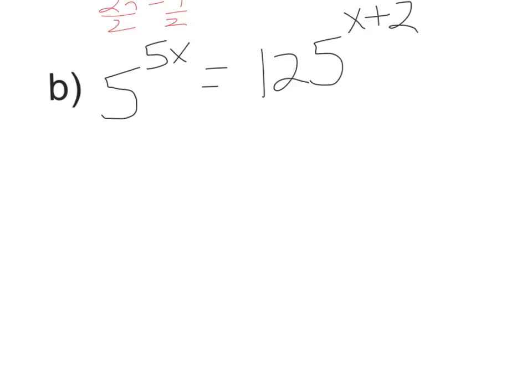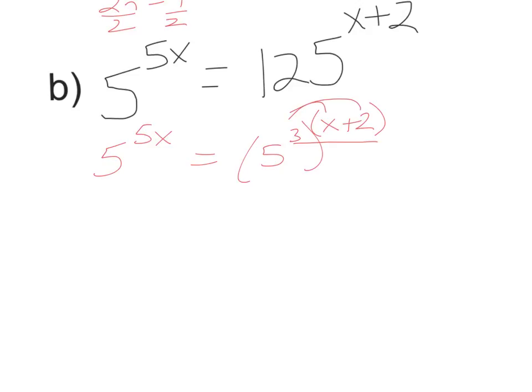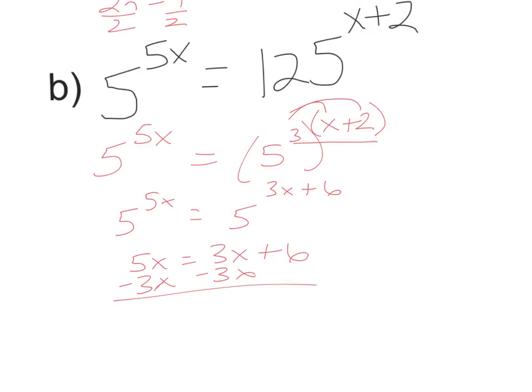Likewise, we do the same for this bottom one. We still have 5 to the 5x, and then 125 can be written as 5 to the third power, and then we still have our x plus 2. So now when we have the exponents both up top, then we're going to multiply and distribute that. So I have 5 to the 5x equals 5 to the 3x plus 6. From there, we set our exponents equal. Subtract 3x. Therefore, x equals 3.